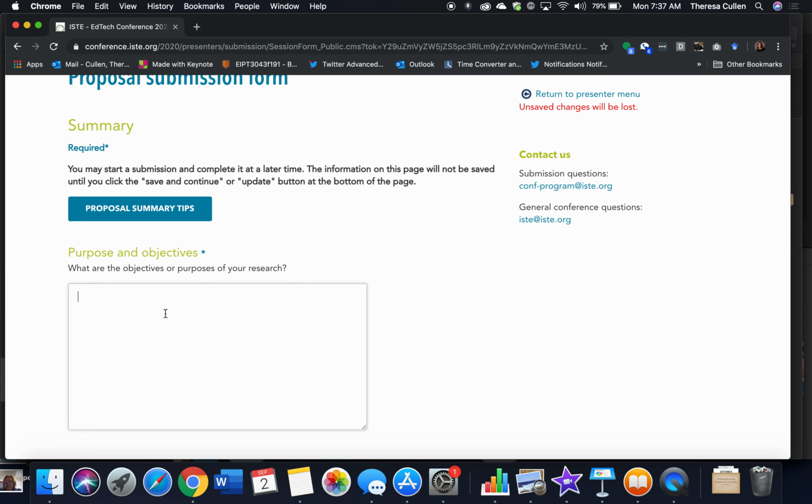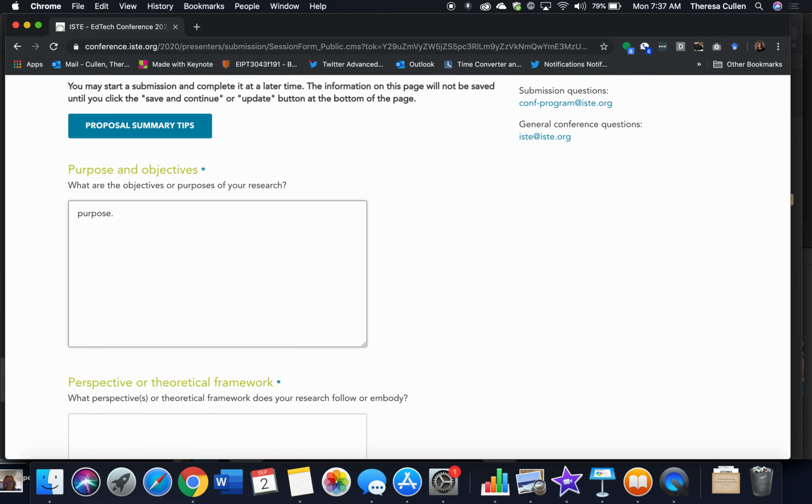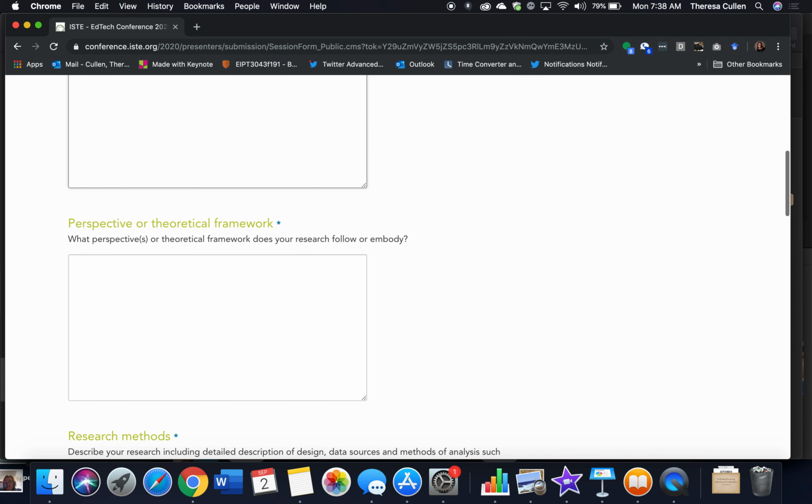Now, this is where the real meat of the job is. And so this is what I want you to think about preparing ahead of time. You want to list the purpose and the objectives of the study. And so this is about research questions. Remember, you're being reviewed by other researchers, and so you want to make sure that you're being clear here. Also, what theoretical perspectives?